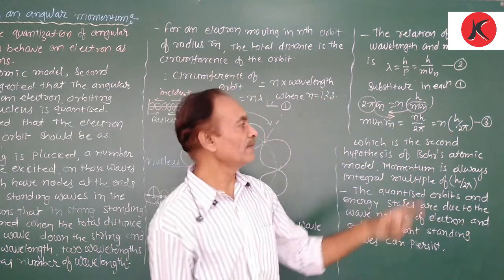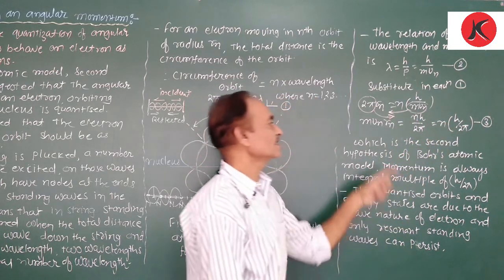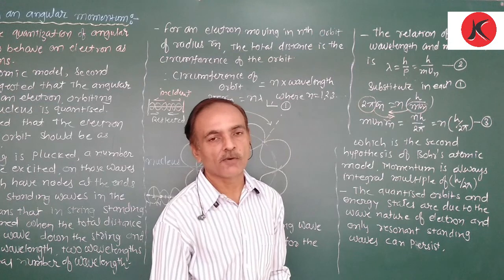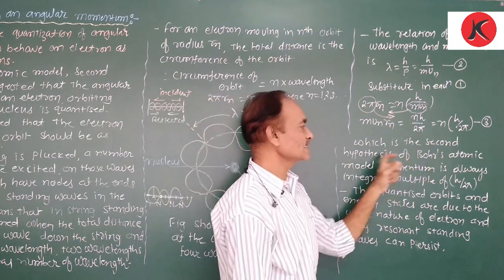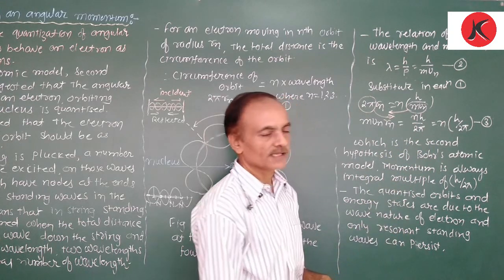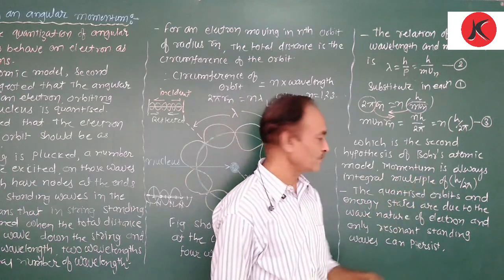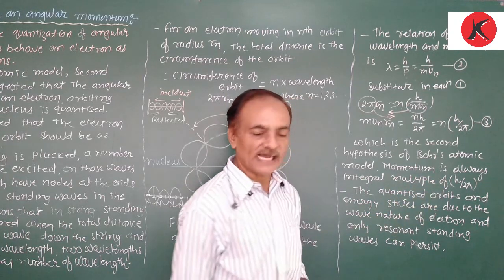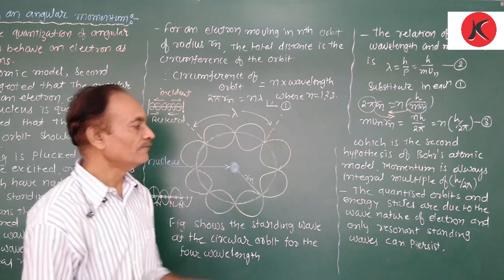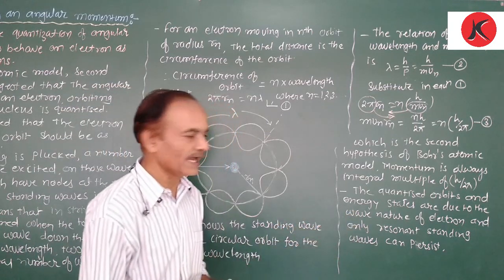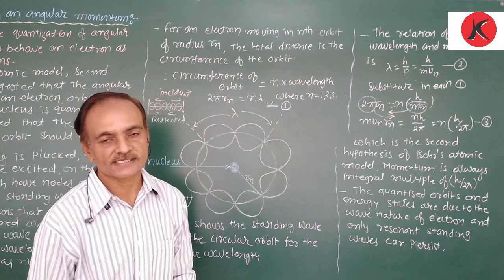Thus, the angular momentum is an integral multiple of h upon 2 pi, which is the second hypothesis of Bohr's atomic model. Thus, the angular momentum is always an integral multiple of h upon 2 pi. The quantized orbits and the energy states are due to the wave nature of the electron, and only resonant standing waves can persist.